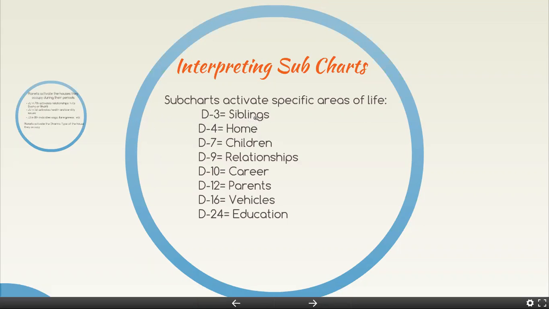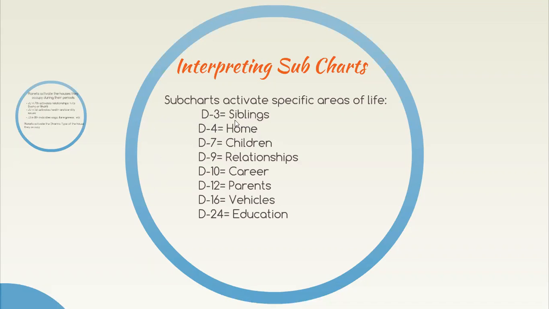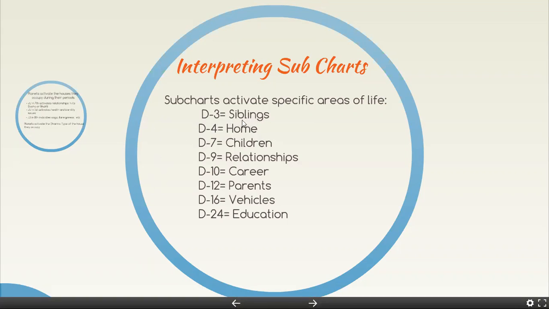And this relates to the third house, which is siblings, and also your own ability to fulfill your desire. It's courage, self-fulfillment. A person with a strong D3 can push until they break through, have breakthroughs in life, even if their main chart is weak. D4 has to do with land and property. The D7 has to do with children. The D9 is relationships, and we'll come back to this because it's also a lot more. The D10 is career. D12 is parents. D16 vehicles, and D24 is your education.